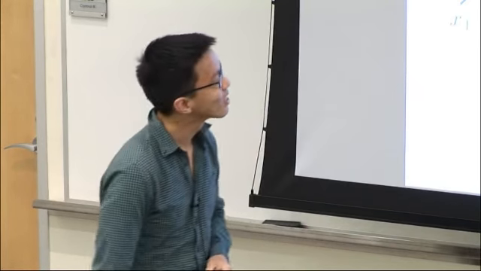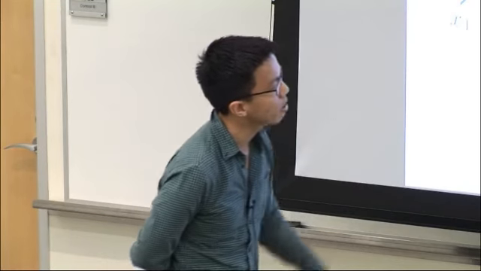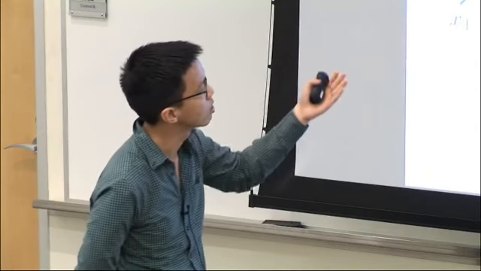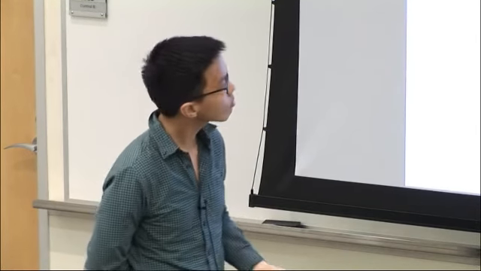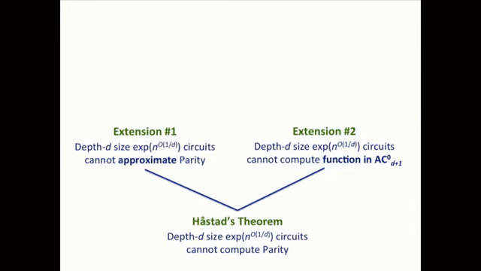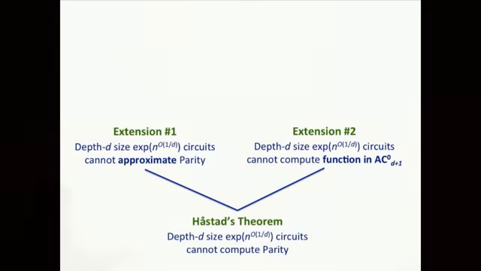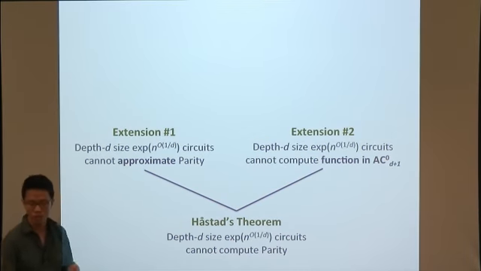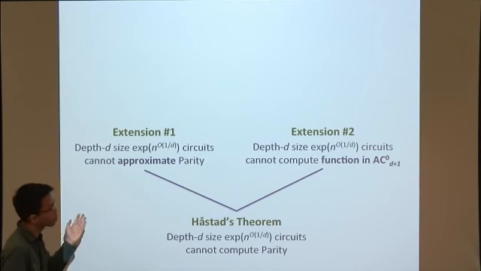Okay, so that's a depth hierarchy theorem and some intuition as to why Sipser is the function to look at. So what have we shown? We have Hastad's theorem, which is nice. It says parity is not in AC0. In fact, depth d circuits of what seems like large size, 2 to the n to the 1 over d, cannot compute parity.